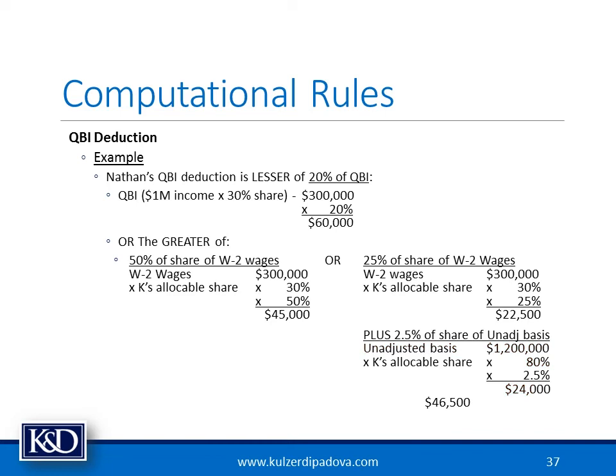All right, now we're going to do a bunch of comparisons, right? So first you look at the bottom half, and you get to take the greater of the two, either the wage limitation or the wage plus basis limitation. In this case, the basis limitation gave us the better number, $46,500, and then you compare that to the original 20% of QBI number, $60,000, and take the lesser of those. So that means that in this example, the QBI deduction would be $46,500.